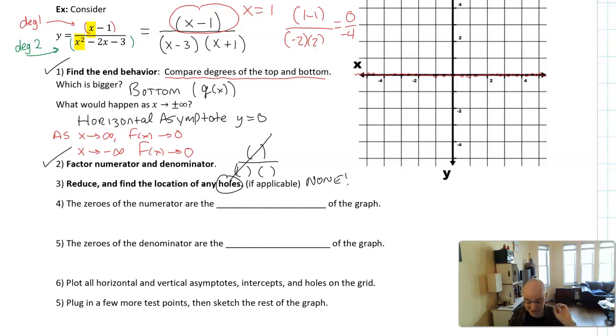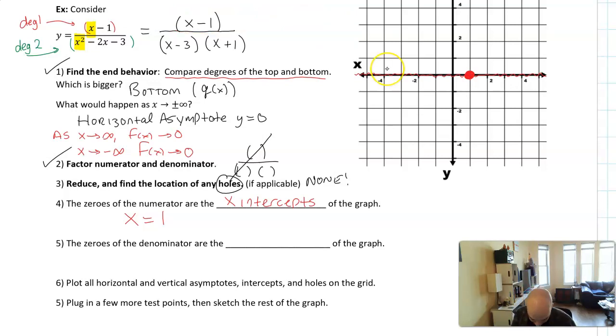0 over negative 4 is perfectly fine. That's just 0. So the zeros of the numerator are the x-intercepts of the graph, and in this case, x equals 1 is an x-intercept of the graph. And we can go ahead and plot x equals 1 as an x-intercept right on the graph right now.